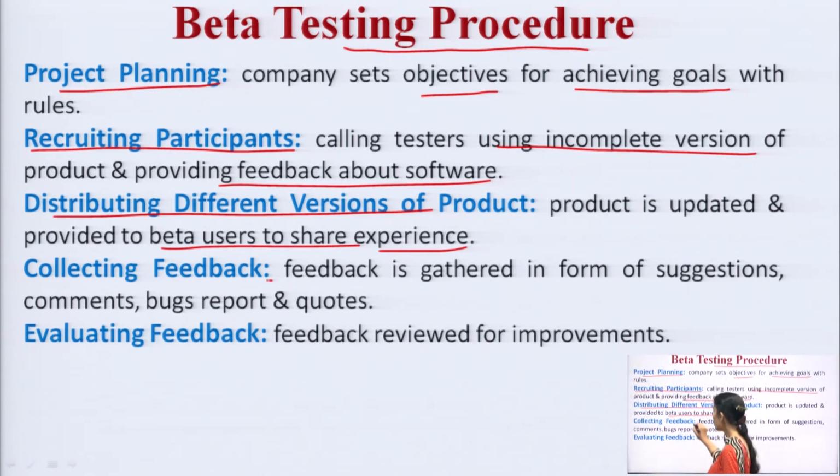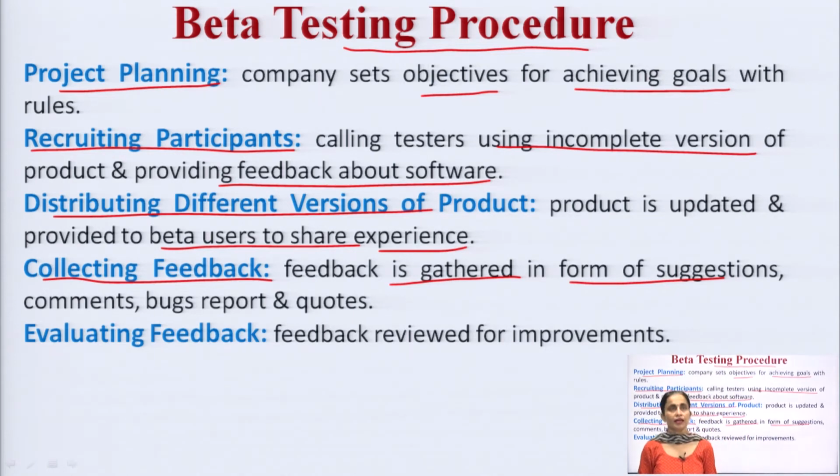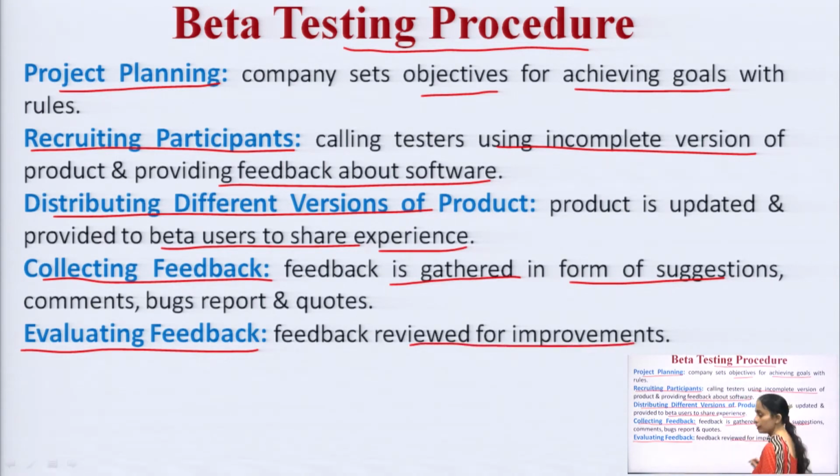Then the fourth phase is collecting feedback. Collecting feedback means here the feedback is gathered in the form of suggestions, comments, bug reports, codes. So, detailed feedback is gathered and it is being distributed in the form of suggestions or comments. Then after the feedback is collected, the next task is to analyze it, to evaluate it. So, that is to review the feedback so that improvements can occur further.